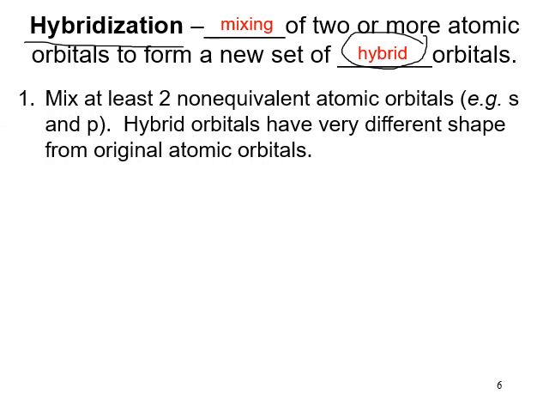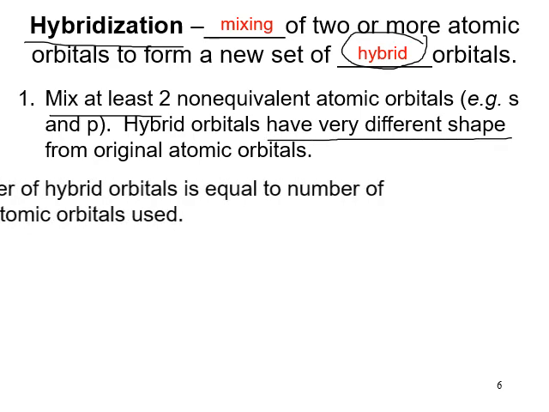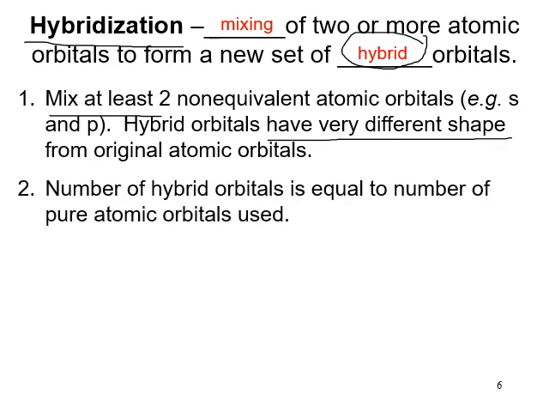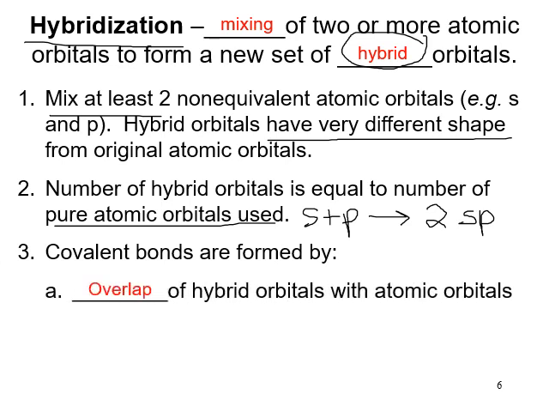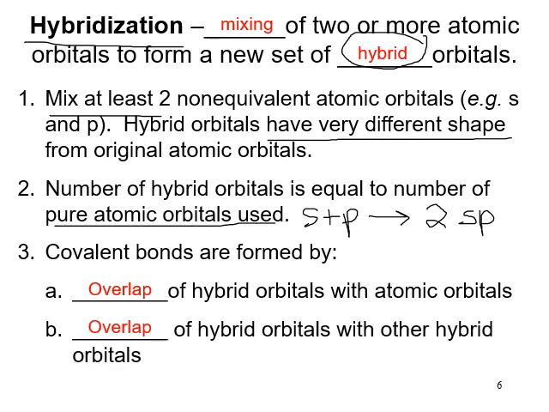So how to hybridize these orbitals: it's a mixing of at least two non-equivalent atomic orbitals, like an s and a p, and then the hybrid orbitals have very different shapes from the original. The number of hybrid orbitals is equal to the number of pure atomic orbitals used. So if I mix an s and a p, that is two atomic orbitals, that would create two sp hybrid orbitals. And then to form covalent bonds from these hybrid orbitals, it's again overlap of hybrid orbitals with atomic orbitals of attaching atoms. Or you can have overlap of hybrid orbitals with hybrid orbitals of attaching atoms. And that's what that shows right there.